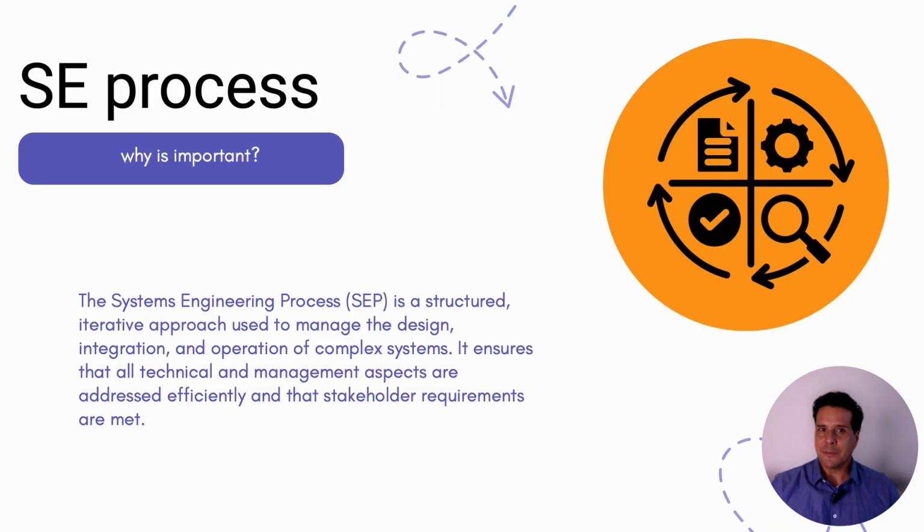So, the systems engineering process, why is it important? The systems engineering process is a structured, iterative approach used to manage the design, integration, and operation of complex systems. It ensures that all technical and management aspects are addressed effectively and that stakeholder requirements are met. We follow a process when we apply systems engineering, simplifying a very complex problem so we understand complexity. Remember, we cannot dissolve complexity. Complexity is always going to be there. It's always complex to take a rocket into space. What we do is follow a process that helps us do that better.